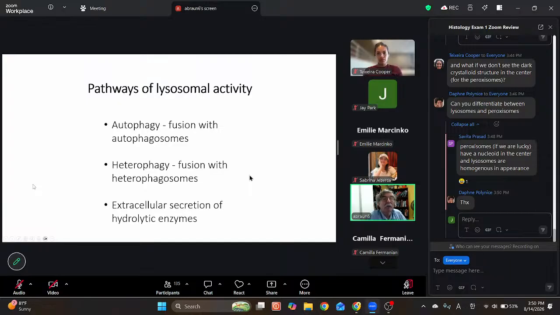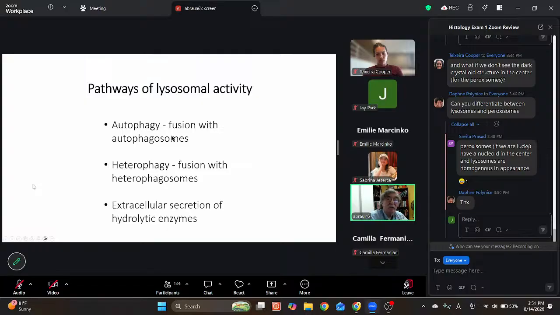Okay, so there are several pathways of lysosomal activity. Lysosomes are made from the rough endoplasmic reticulum and then the Golgi. They release vesicles containing the hydrolytic enzymes, which are now inactive. Those are primary lysosomes. Those can fuse with old, worn out, unwanted organelles, which need to be removed from the cell. That process is called autophagy.